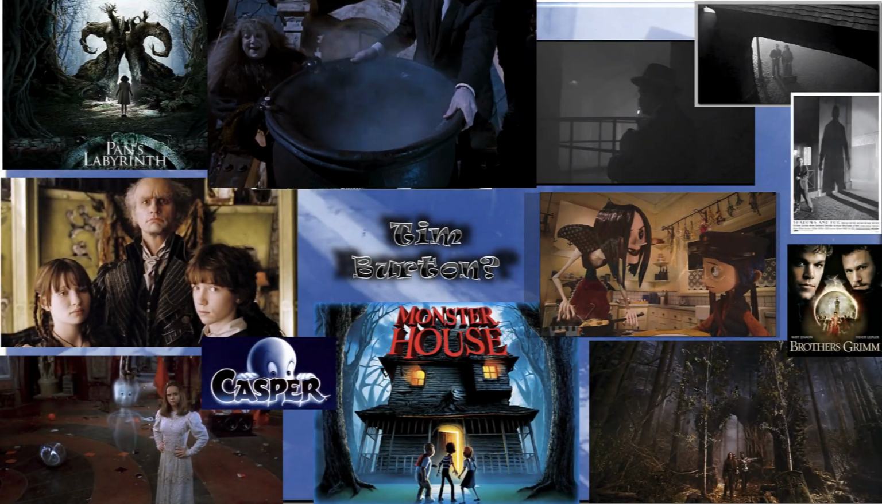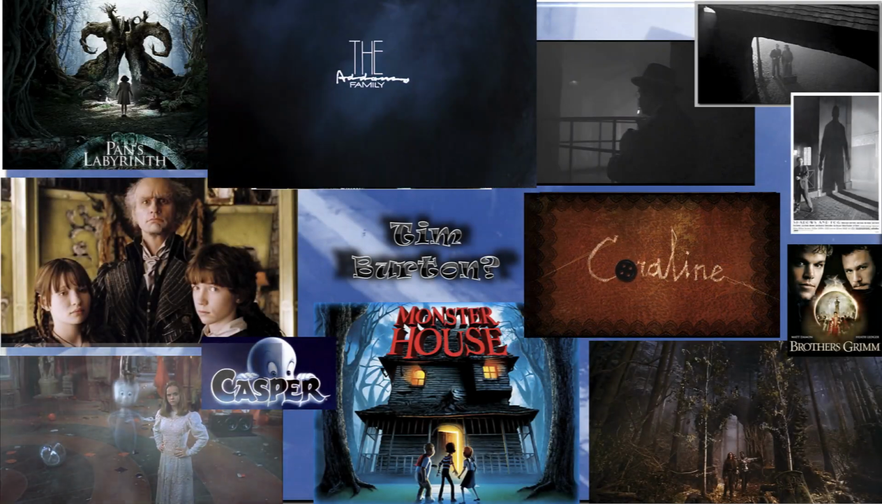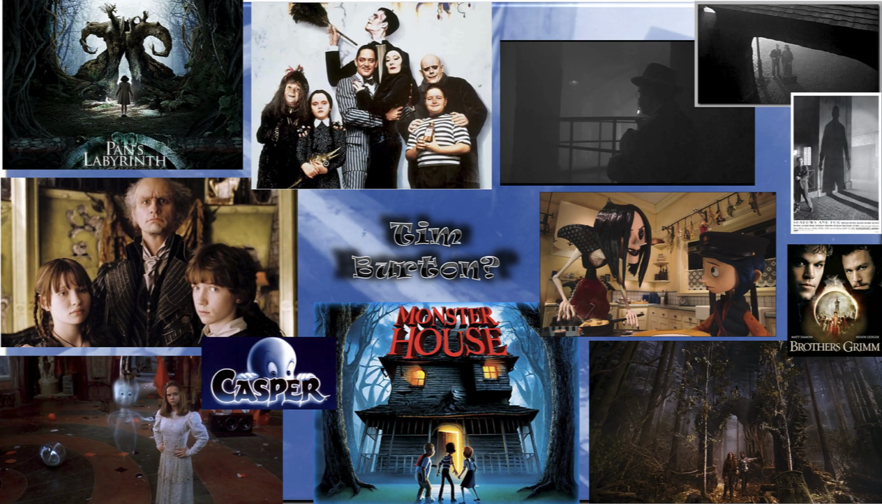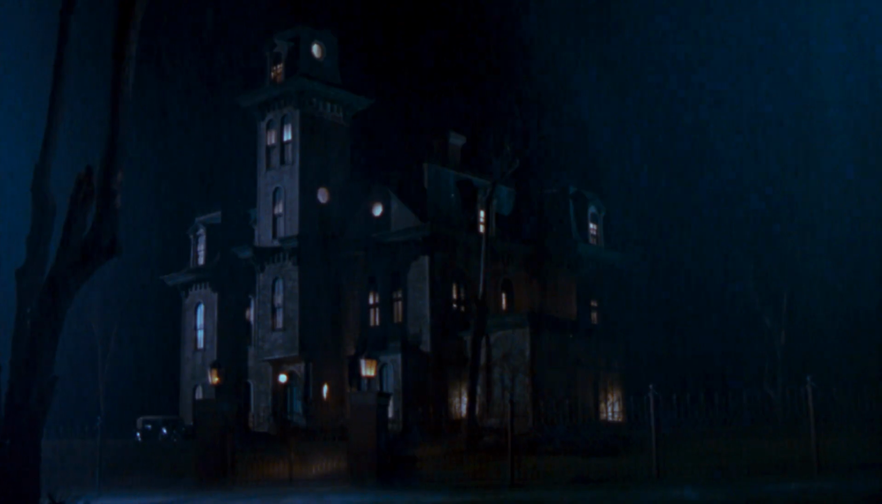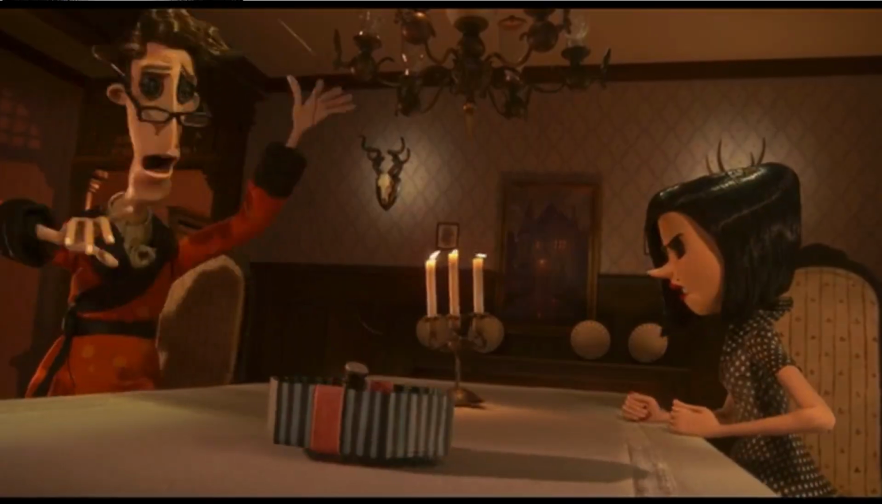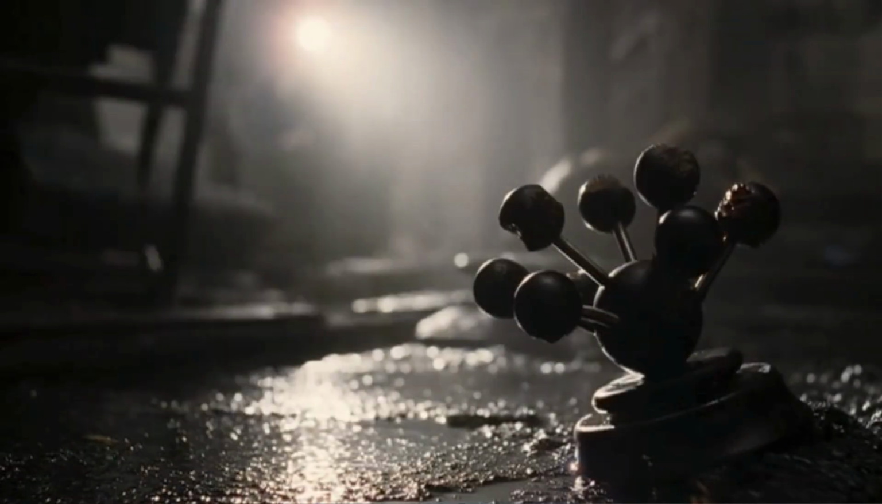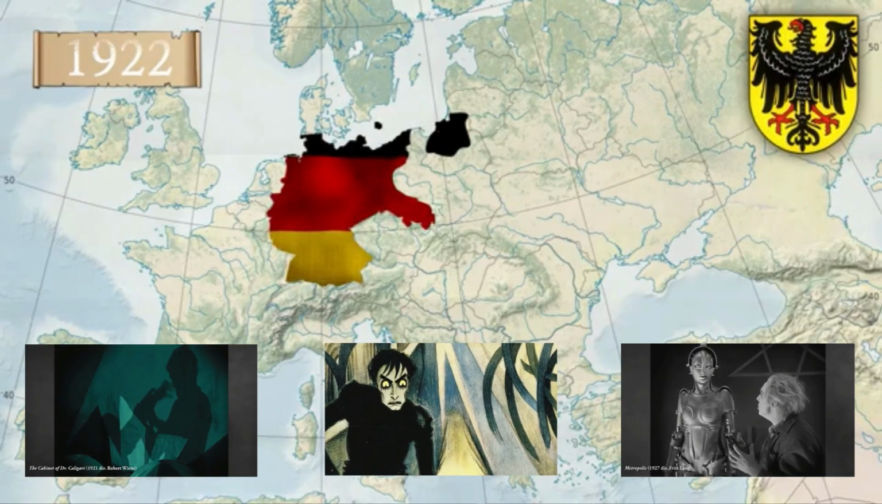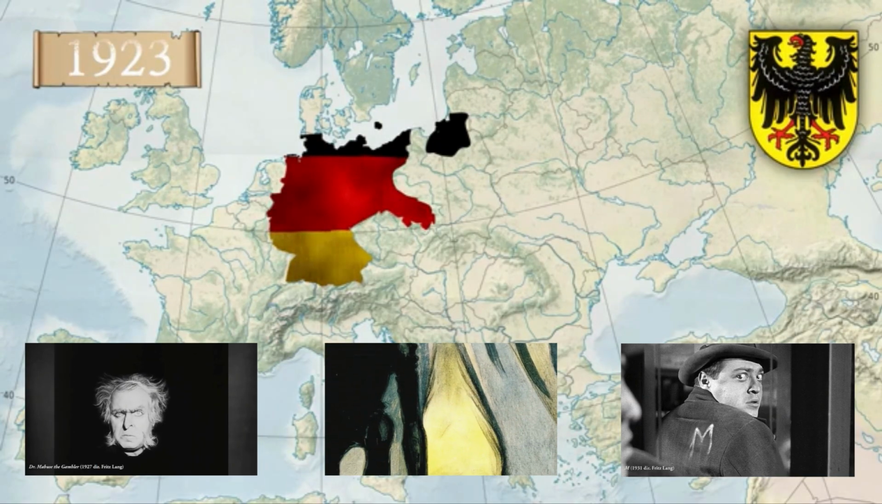When people watch movies like Coraline, The Addams Family, Casper, or Lemony Snicket's A Series of Unfortunate Events, they often might think, this is a Tim Burton movie. Dark skies, twisted buildings, pale faces, long shadows. It feels like his style, but it isn't just his. It began over 100 years ago in Germany, and it started a revolution.